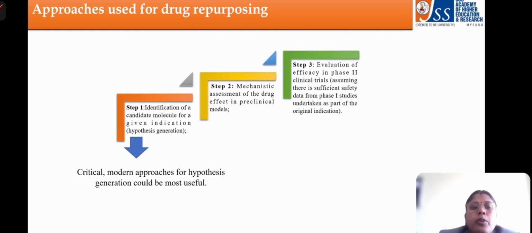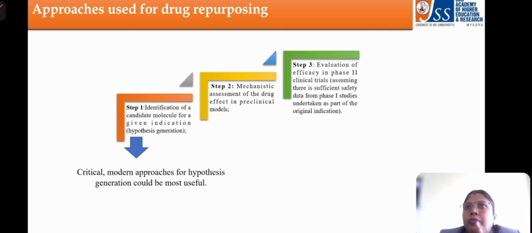So, the modern approaches: here the various computational tools, molecular docking, networking, transcriptomic signature matching, all these computational tools are involved in the first step. So hypothesis generation is very crucial in the case of drug repurposing.